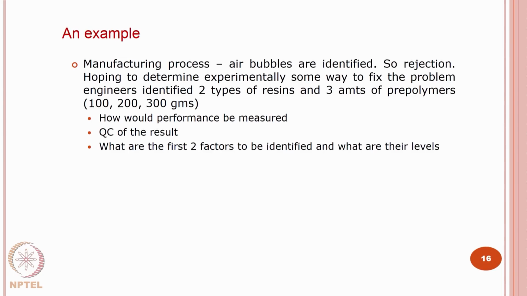What were the causes? The two types of resins and three types of prepolymers that were used. The three amounts of prepolymers, it is 100, 200 and 300 grams. Now, here are few questions. How would you measure the performance?